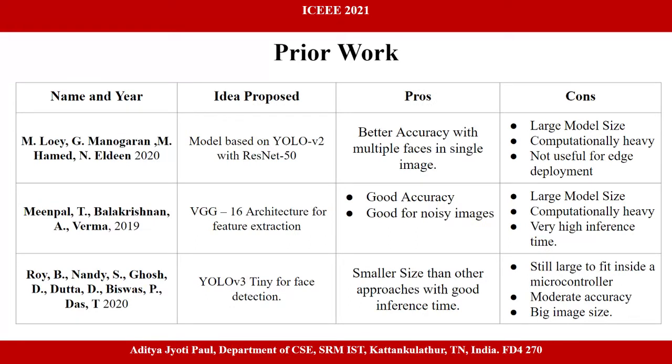The first paper here on the slide, they use a YOLO model with ResNet 50. It had better accuracy and multiple faces in a single image could be judged, which is really useful and practical. They did, however, have a large model size and computational complexity, which made it slightly less practical. Balakrishnan and Meenpal's paper used a VGG16 architecture, whereas Roy and Nandi's paper used a YOLO version 3 architecture.